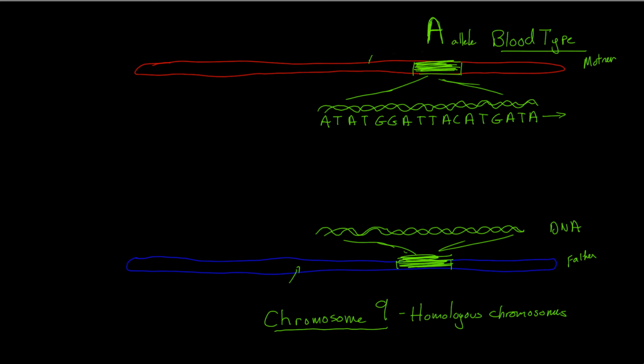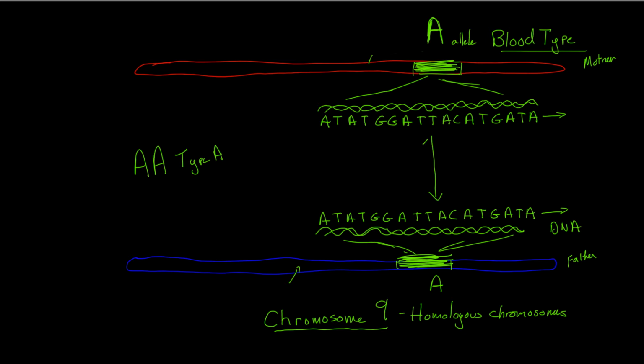Now let's do the same thing on the bottom strand from the father. What do we notice here? We see that it has the same sequence, AT, GG, and so on and so forth. I'm going to call that one also an A allele. So now we have two A alleles: A from the mother, A from the father. This individual would be type A blood, because these sequences are the same. Do you see how these sequences are the same?